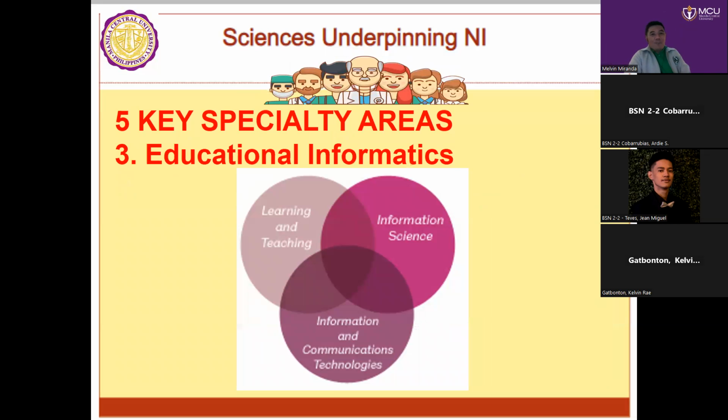So on educational informatics, I know you are familiar with this. We have already applied the flexible learning system, and the various platforms that we are using now, the Neo LMS, and before that, Moodle. So, learning and teaching in a virtual classroom. This is somehow the use of educational informatics.